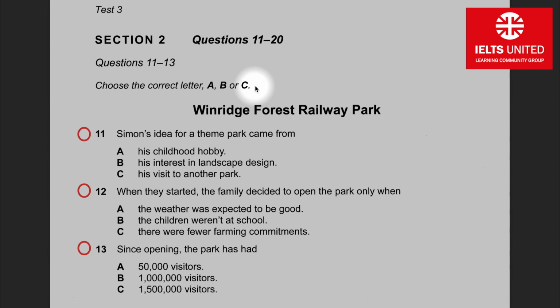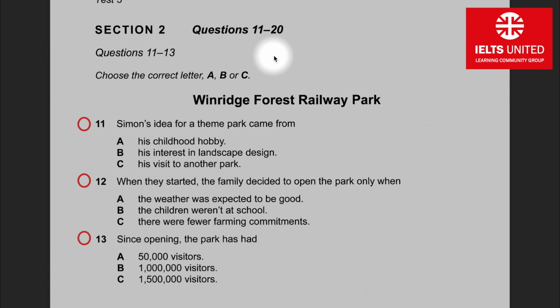The first thing to notice is that since this is section 2, this will just be one person speaking. Remember that IELTS listening begins with two people speaking about a general topic, then one person speaking about a general topic, and then two people speaking about an academic or training topic, and then one person speaking about an academic or training topic for sections 1, 2, 3, and 4, respectively. So since this is section 2, this is just going to be one person speaking about a general topic. And in this case, it's a theme park.